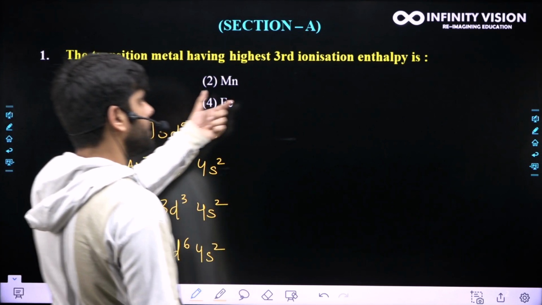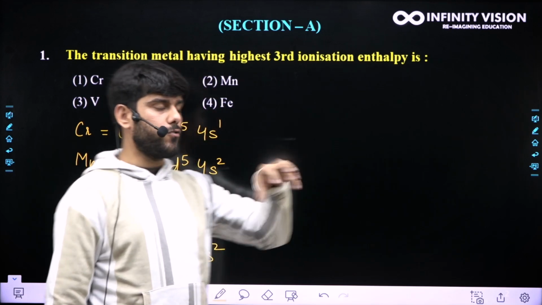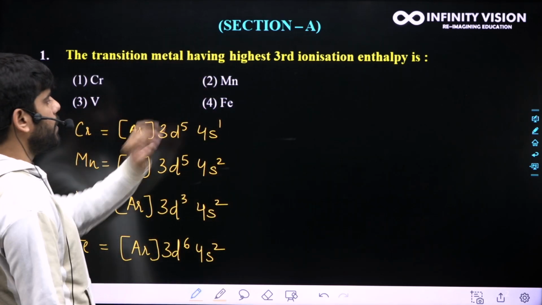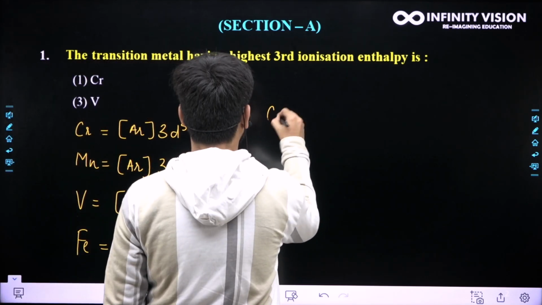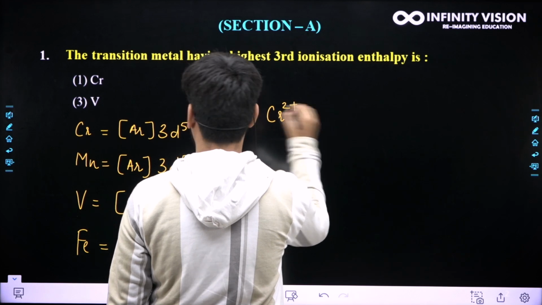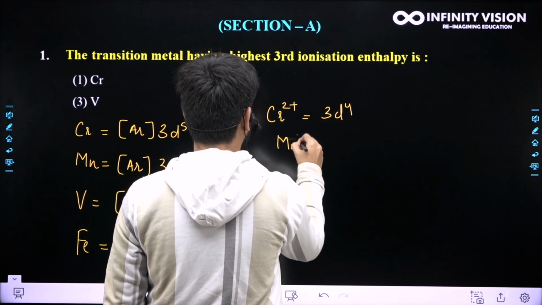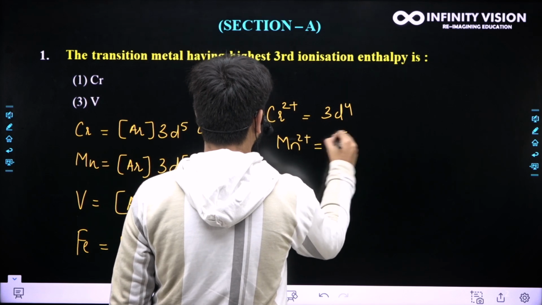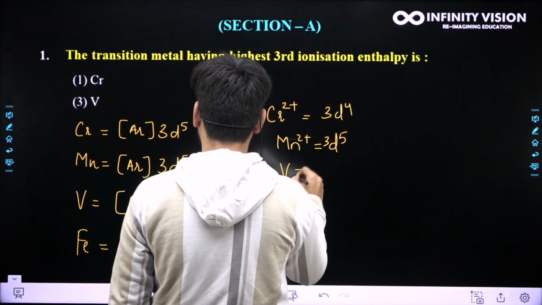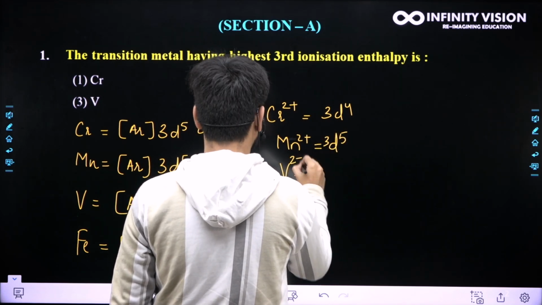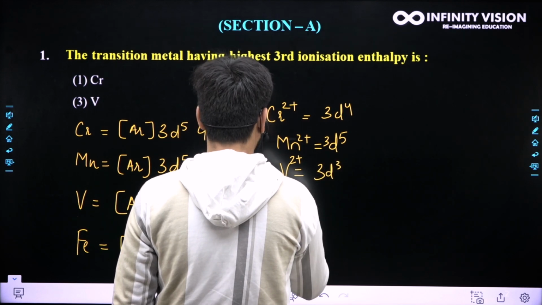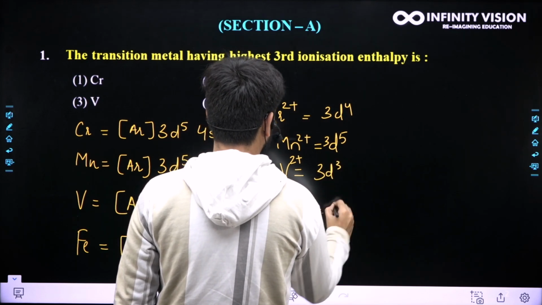Now the third ionization enthalpy means the third electron to be removed. Now after the removal of 2 electrons, what do we have? Chromium 2 plus is 3d4, manganese 2 plus is 3d5, vanadium 2 plus is 3d3, and iron 2 plus is 3d6.